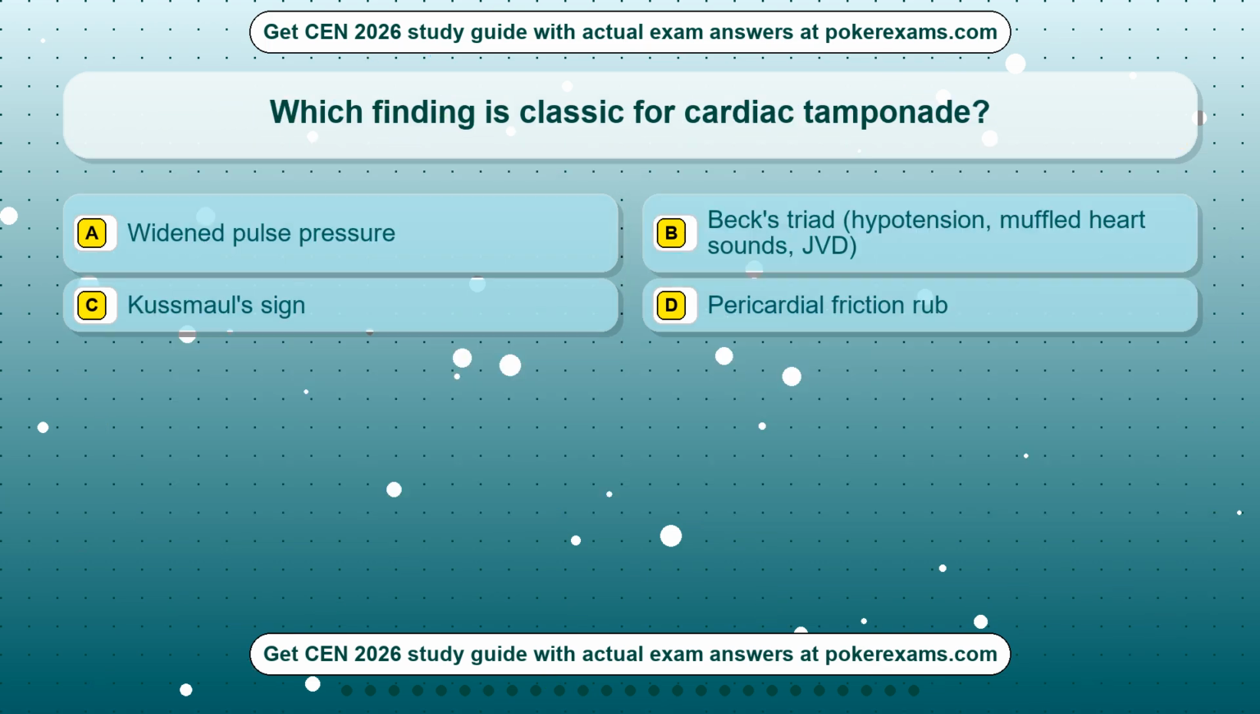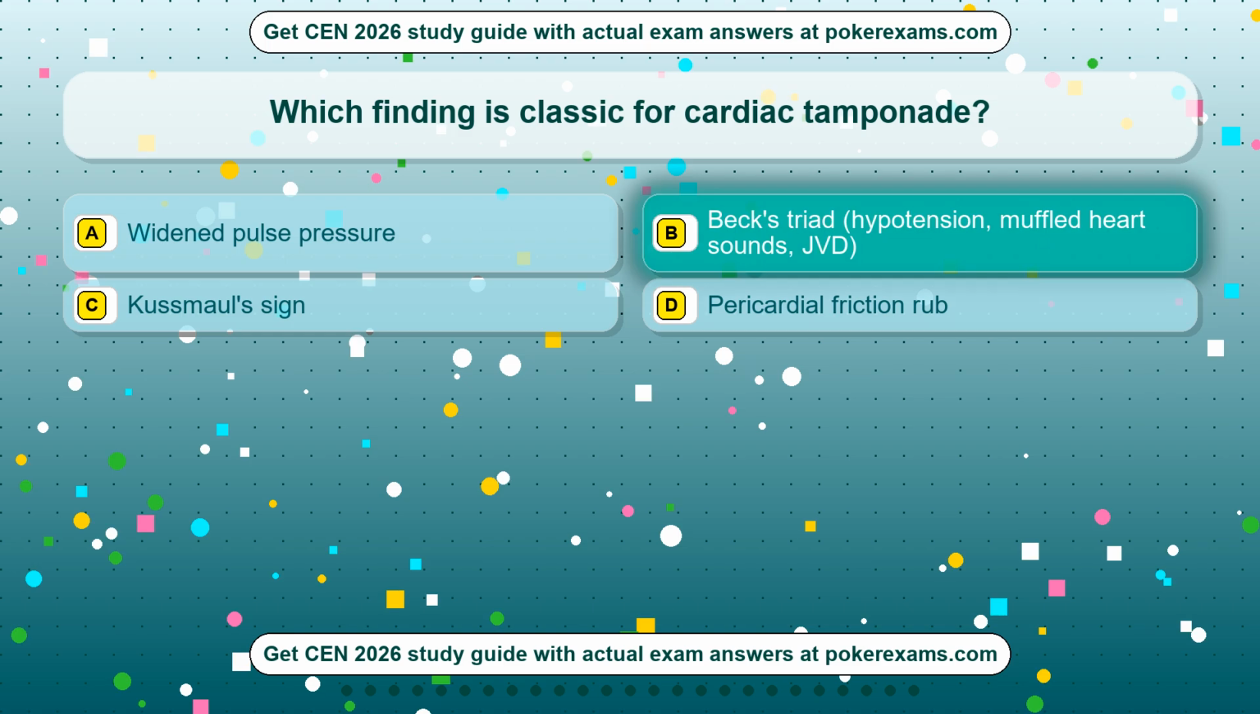Question 10. Which finding is classic for cardiac tamponade? Option A: widened pulse pressure. Option B: Beck's triad, hypotension, muffled heart sounds, JVD. Option C: Kussmaul's sign. Option D: pericardial friction rub. The correct answer is option B. Beck's triad, hypotension, muffled heart sounds, JVD.